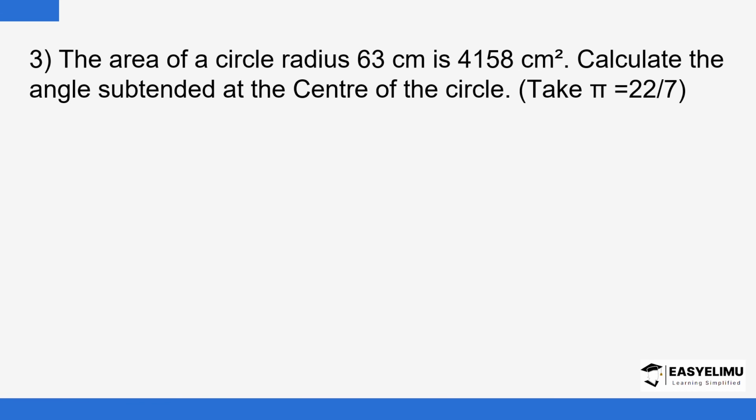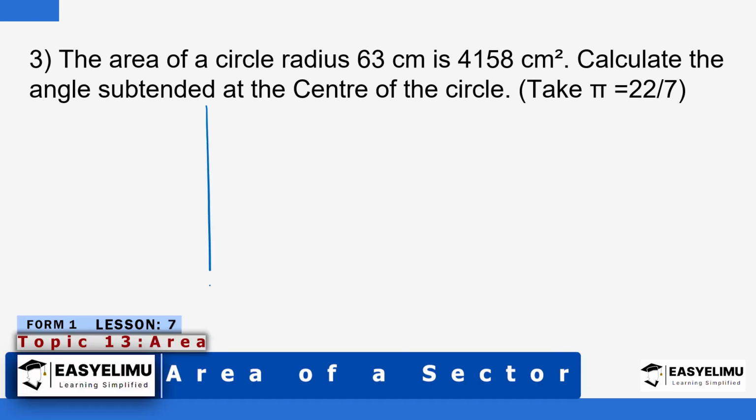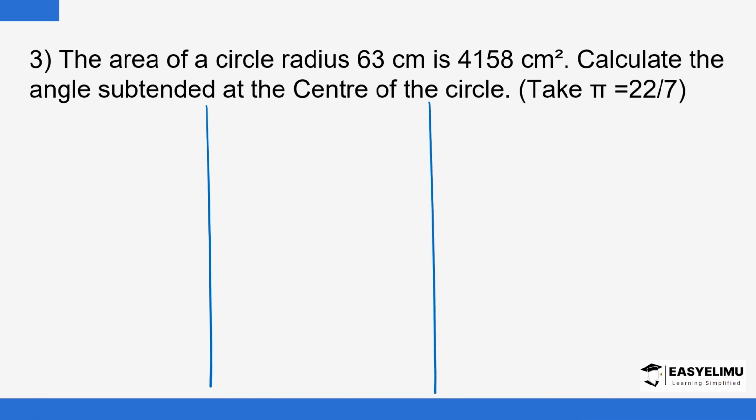Now there is another one here whereby we have the area of a circle radius 63 centimeters is 4158 square centimeters. Calculate the angle subtended at the center of the circle. So again, I will just write down the formula. So A is equal to what? Theta over 360 times pi r squared.